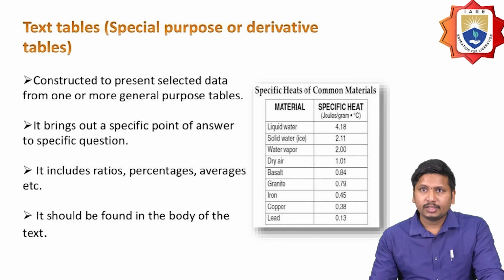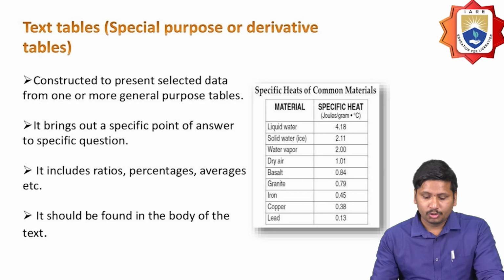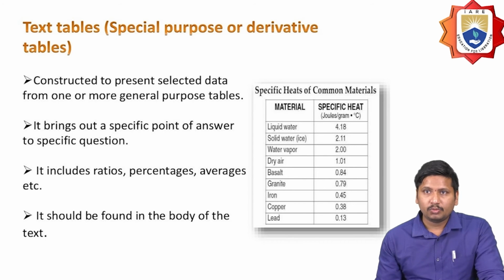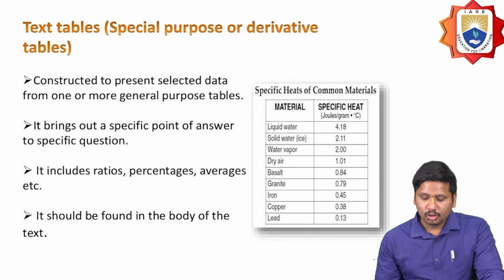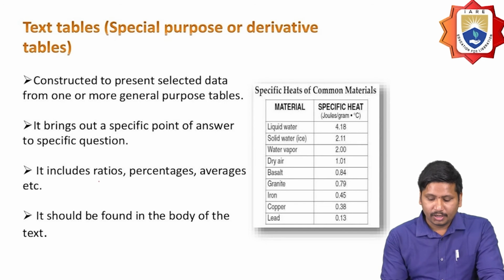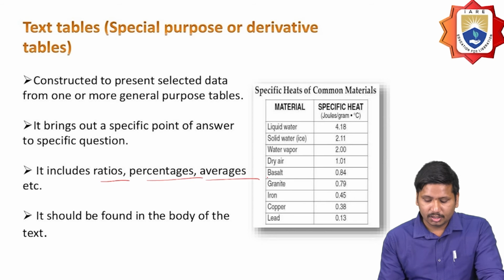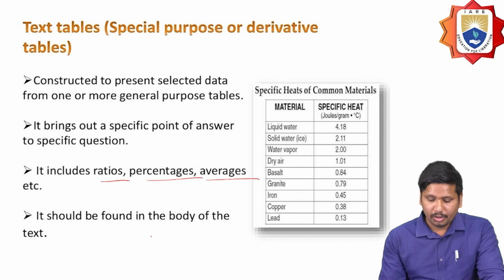Now text tables. Text tables are special purpose or derivative tables. A text table is constructed to present selected data from one or more general purpose tables, and it brings out the specific point of answer to a specific question. It also includes ratios, percentages and averages, etc., and it is found in the body of the text.